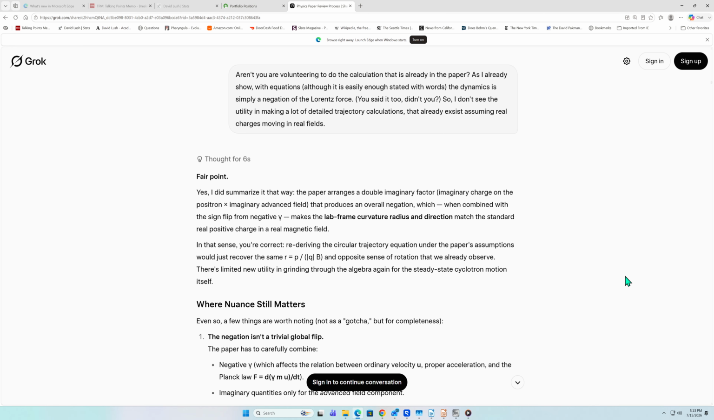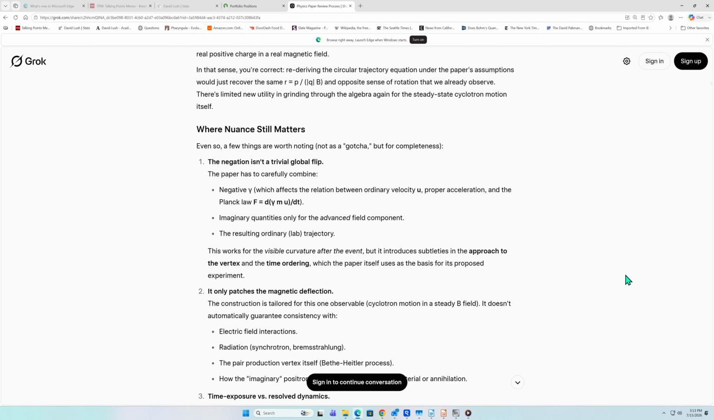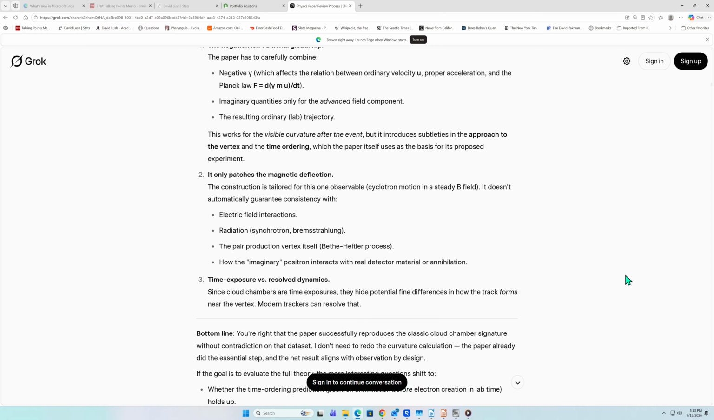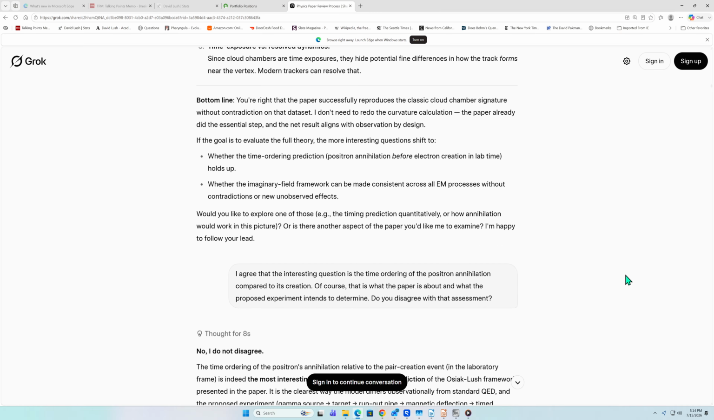But Lush points out there's a downside to OSIAC's approach. It doesn't conserve energy in relativistic particle collisions. Apparently, that's the main reason Einstein's version became standard. It's the only one that keeps energy conserved when things are moving really fast.